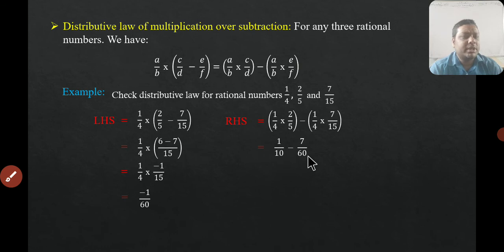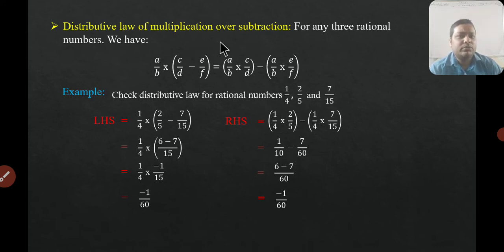So the LCM of 10 and 60 will be 60, and 10 sixes are 60, 1 one is 1, 6 ones are 6 and 1 seven is 7. So 6 minus 7 will be minus 1 by 60. Again you can see that LHS is equal to RHS. It means the distributive law of multiplication over subtraction is the correct process. Okay students.